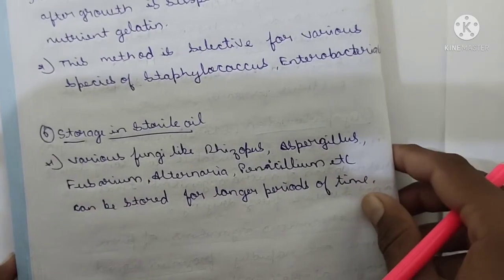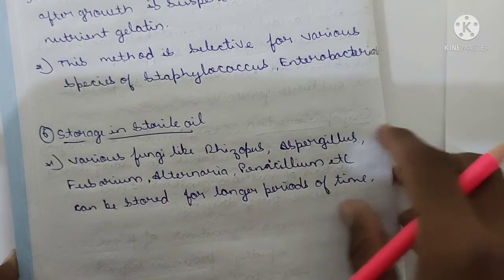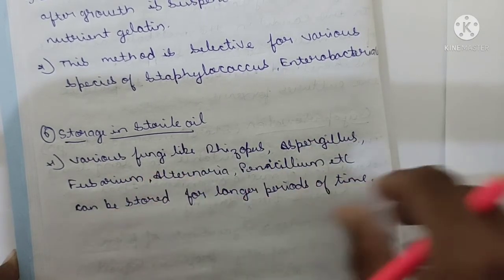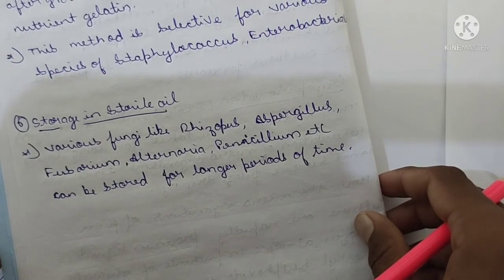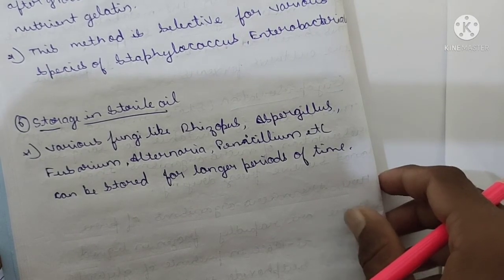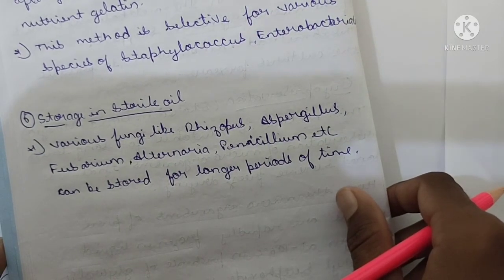Then storage in sterile oil. It is also a very important preservative for organisms. Various fungi like Rhizopus, Aspergillus, Fusarium, Alternaria, Penicillium, etc. can be stored for longer periods of time in sterile oil.